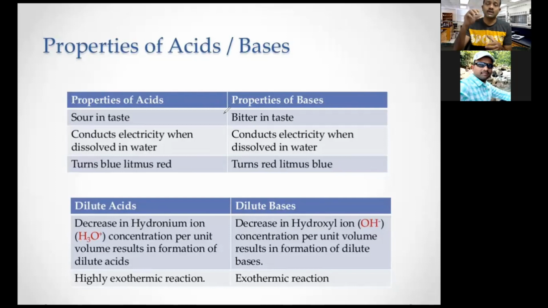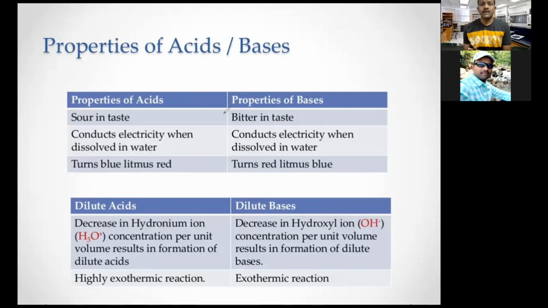When you add water to the acid or base, what will happen? At a particular unit volume, there is a decrease in the H plus ions. When you add water to the acid, the acid dissociates into H plus and Cl minus. You are adding more water, so in unit volume there is a decrease in the number of H plus ions. This results in the formation of dilute acids.